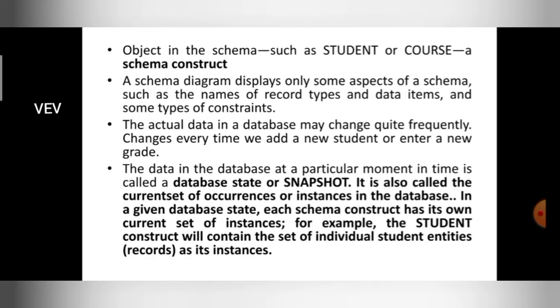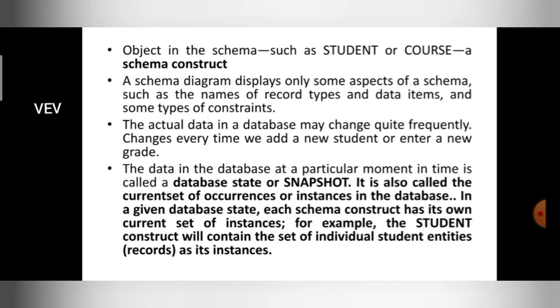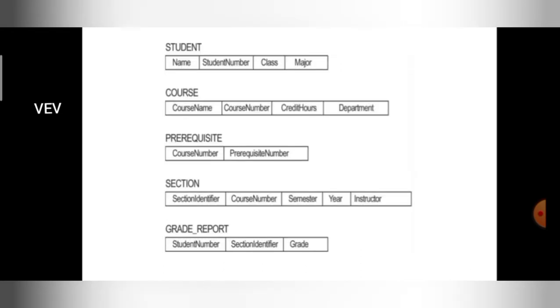So an object in the schema, such as student or course, is a schema construct. Here student, course, section, grade report can be called schema constructs, because I can use them to construct our schema. Hope you are understanding, guys. A schema diagram displays only some aspects of a schema. For course, it is not a rule that it should contain only course name, course number, credit hours, department. If I want, I can add all the other details also.